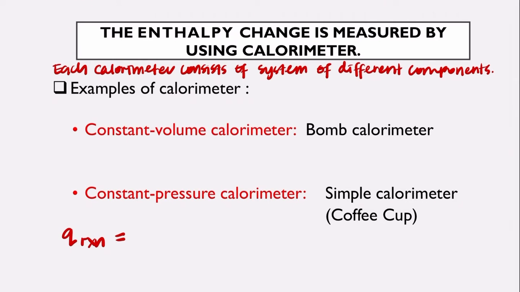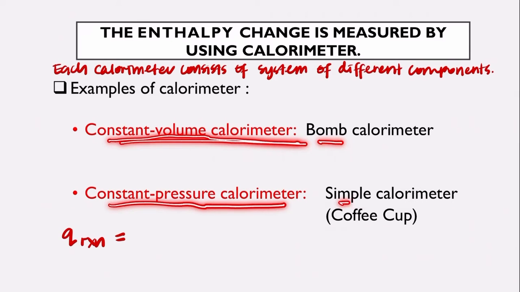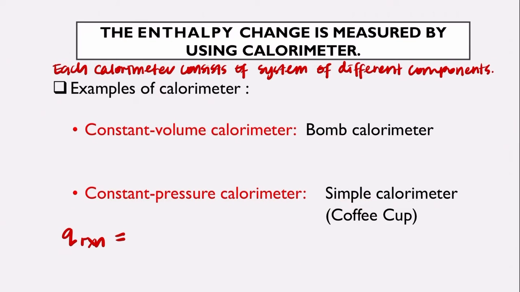It is measured by using a calorimeter. So there are 2 types of calorimeter that we will learn. Each calorimeter consists of a system of different components. They can be called constant volume calorimeter or bomb calorimeter, and constant pressure calorimeter or simple calorimeter. And what it means by a system of different components is that the Q reaction will be equal to the different components in the system.